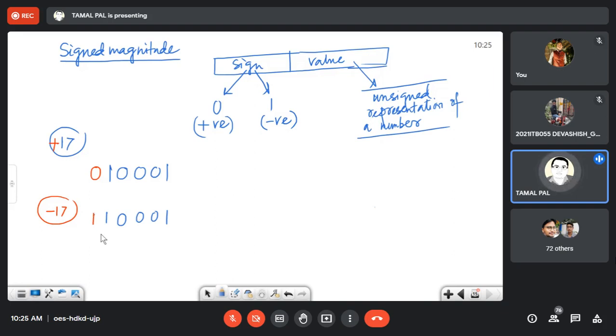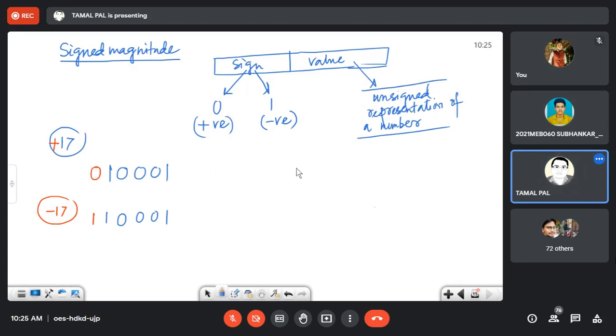For a negative number, we will put 1, and for positive, 0. Sir, does it not create confusion during mathematical operations? Exactly. There are some sorts of confusion.